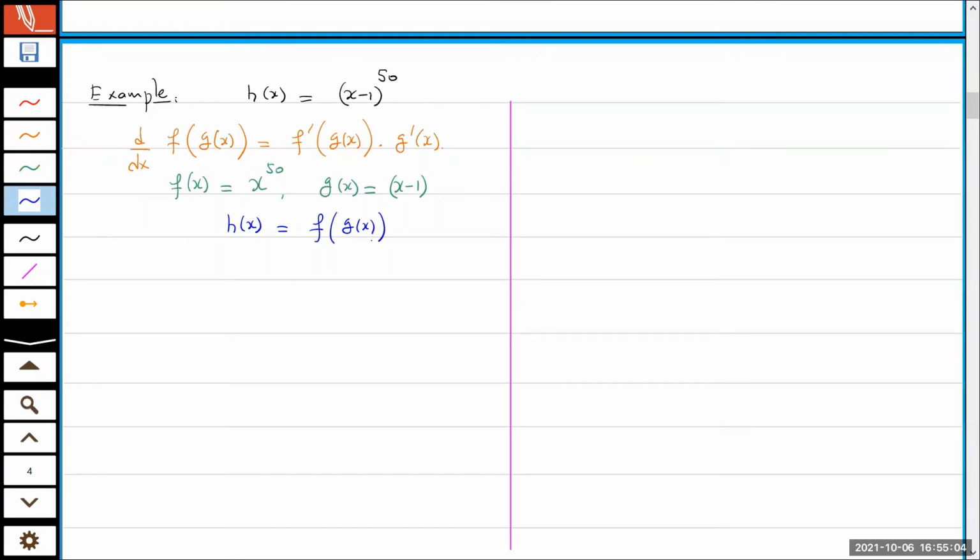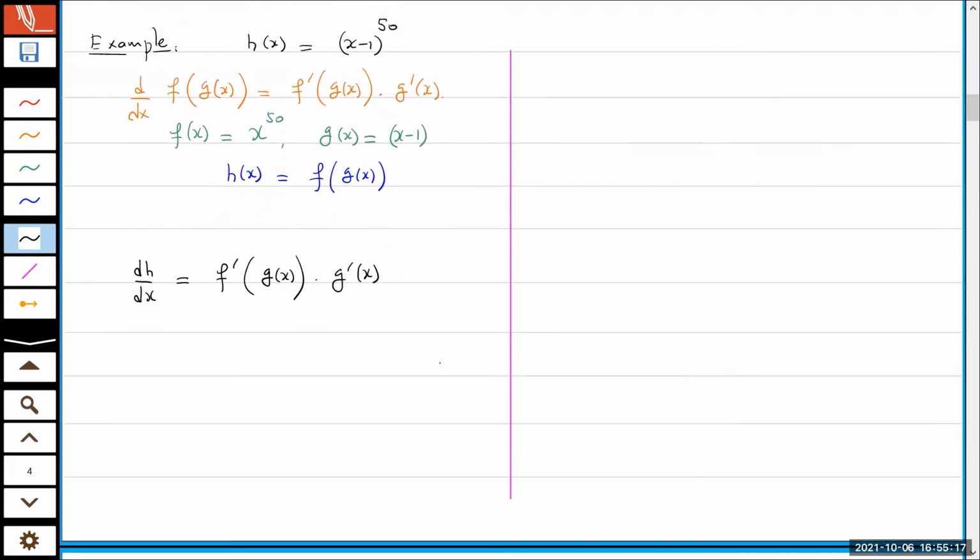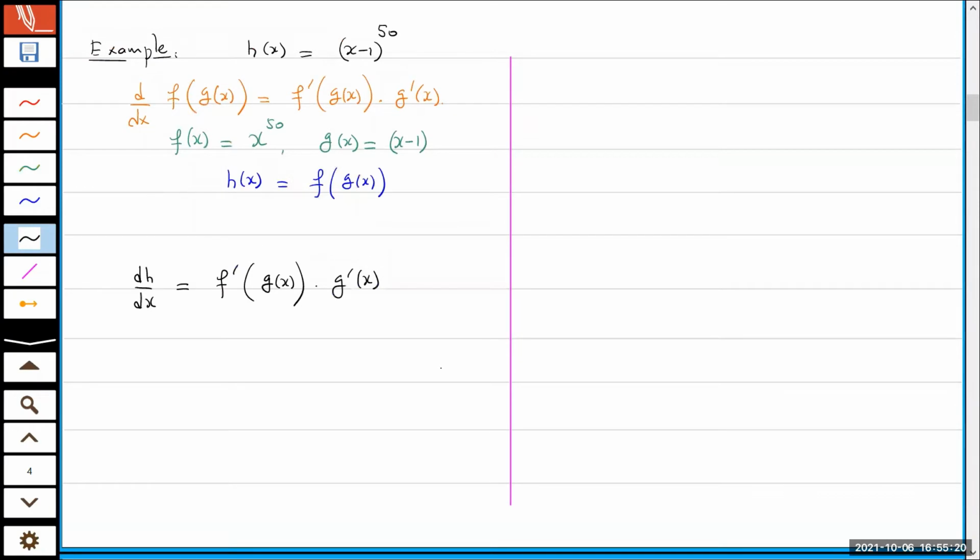Great. That means if you want to take the derivative of h, this would be the derivative of f, but evaluated at g of x multiplied by the derivative of g of x. So I need these two things. I need the derivative of f and I need the derivative of g. The derivative f prime of x equals 50 x to the power 50 minus 1, 49. And the derivative of g, g prime of x equals the derivative of x is 1, the derivative of 1 is 0. I would be left with 1.